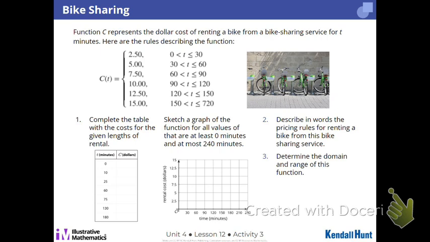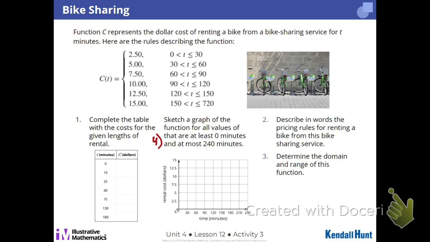Electric assist bikes, so you didn't even get tired. But here are the prices, $2.50, $5, and so on. And then the rule gives you the inequality for the piecewise function of how you're getting those prices by time. Your job is to complete the table. Number 1. Number 2, describe in words what's happening here. Number 3, determine the domain and range. And then it's not numbered, but number 4, you're going to sketch the graph.